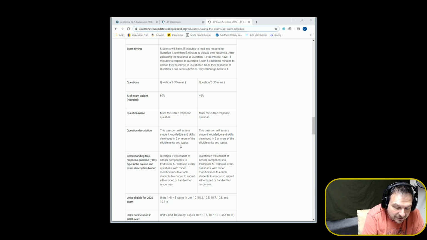Remember, we have to do units 1 through 8 for those taking a look at the objectives there, and then unit 10, which is series and sequences. And so we're going to work on unit 10 this week. Question 2, again, is similar concepts to calculus. Here's a couple things that they're saying.